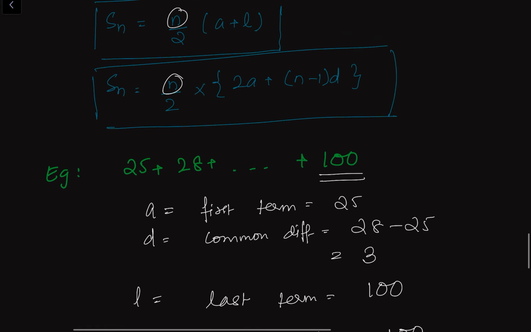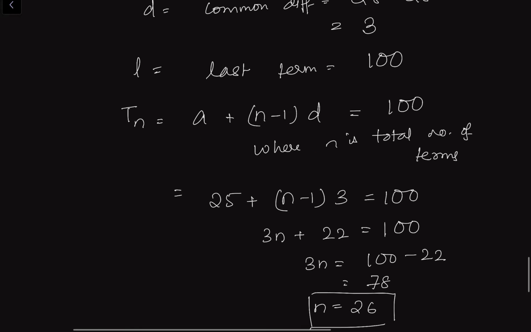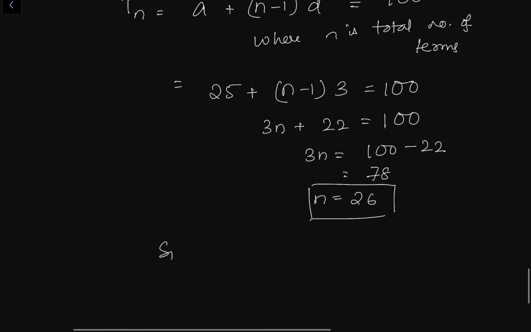Now we can apply any of the formulas. Obviously we will be using this one because this is the easier calculation. So now that we have n, Sn is equal to n by 2 into (A plus L).